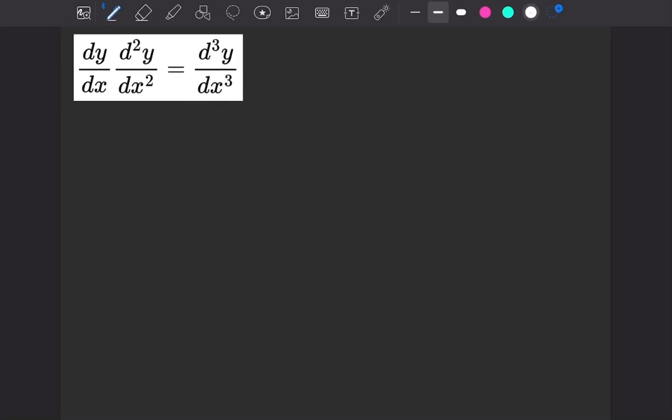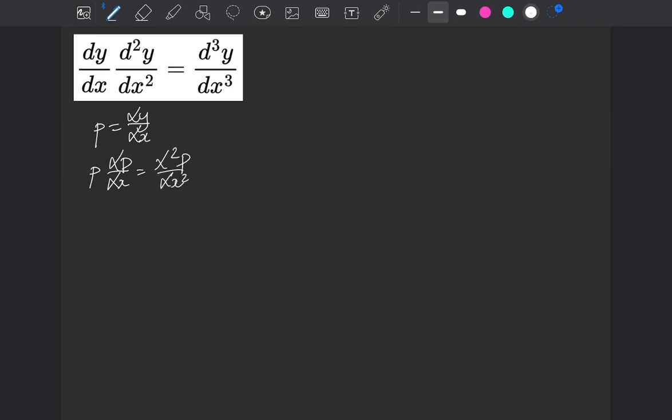Okie dokie, what a lovely differential equation we've got for you today. We have dy/dx multiplied by d²y/dx² is equal to d³y/dx³. So to start, we use a substitution. We'll have p equal to dy/dx. So we can rewrite our equation as p multiplied by dp/dx is equal to d²p/dx².